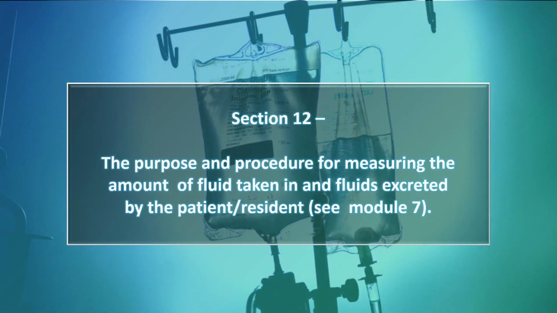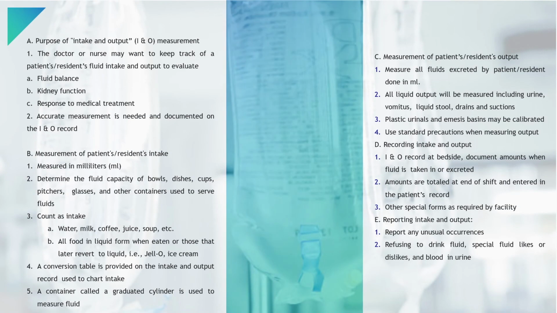Section 12. The purpose and procedure for measuring the amount of fluid taken in and fluids excreted by the patient or resident. See Module 7. The purpose of intake and output, I&O, measurement. The doctor or nurse may want to keep track of a patient or resident's fluid intake and output to evaluate fluid balance, kidney function, or response to medical treatment. Accurate measurement is needed and documented on the I&O record.